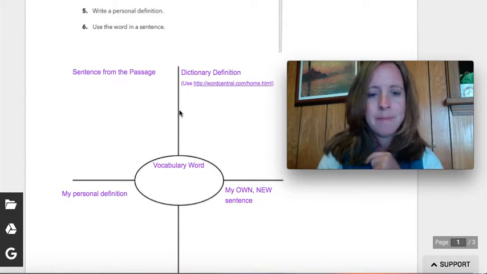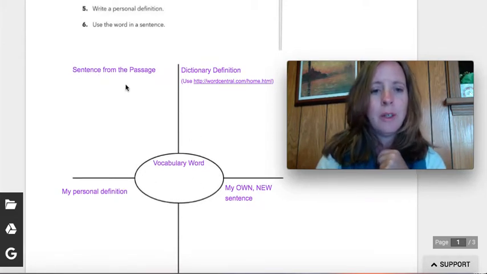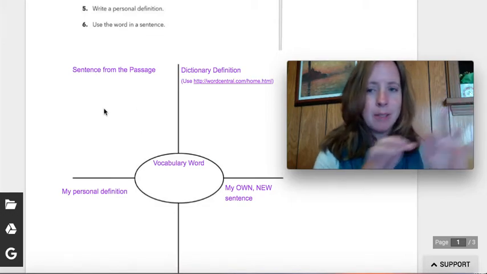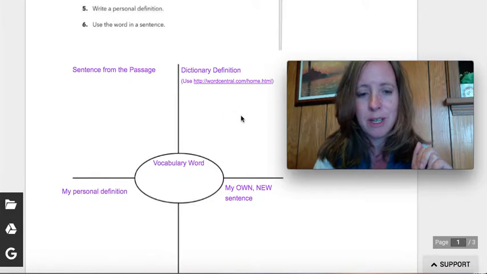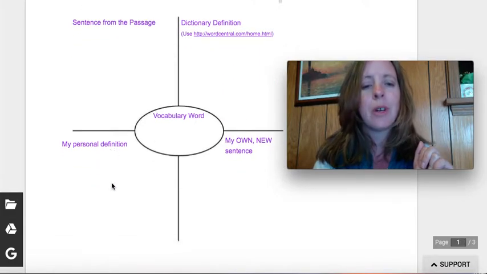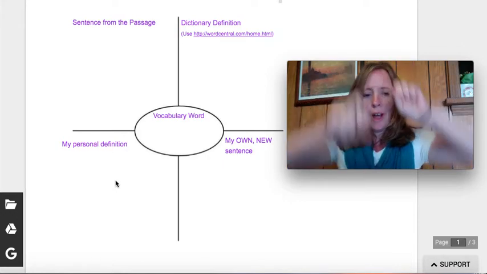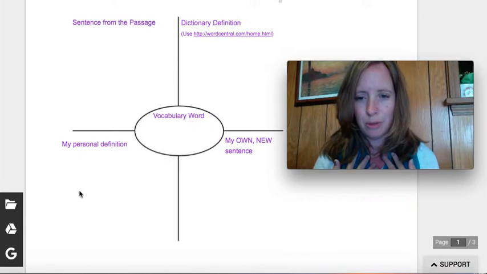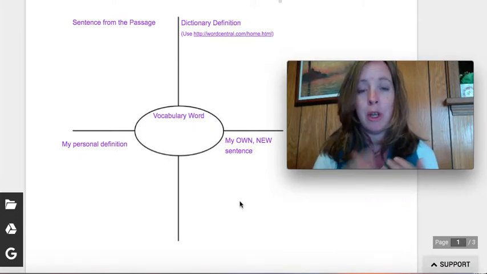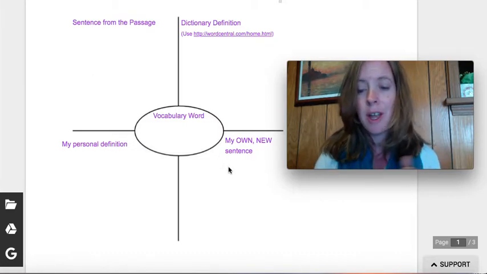So that was a list, and now this is what it looks like using the graphic organizer that I made. You're going to write the word here. You're going to write the sentence that was already in the passage. You're going to look up your word and write the definition here. Here you're going to use that dictionary definition and your own thoughts. You're going to write your own definition that makes sense to you. And then here, you're going to use that definition to make your very own sentence. Not the sentence that was in the passage, a brand new sentence.